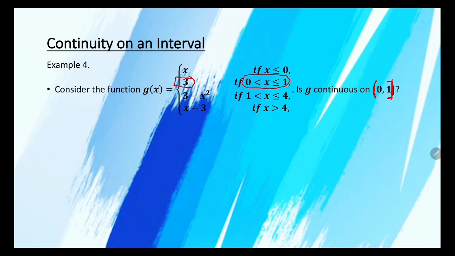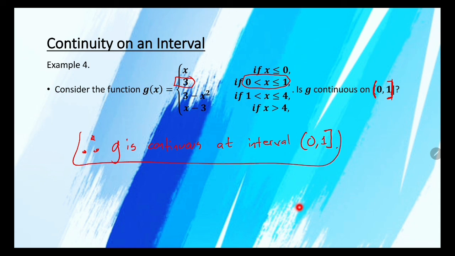From the right of 0 up to exactly 1, clearly there is no break since that is a horizontal line. Therefore, g is continuous on the interval (0, 1]. Actually, we can tell just by looking. It is not necessary to solve. We need to solve only if it involves two or more functions.